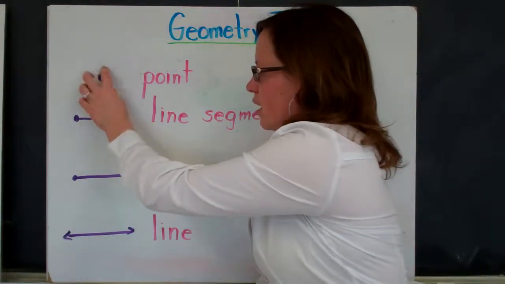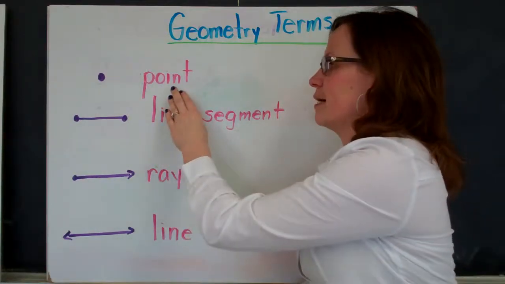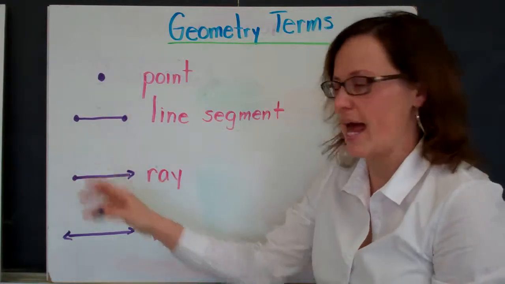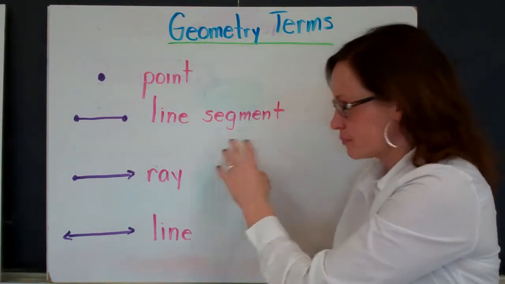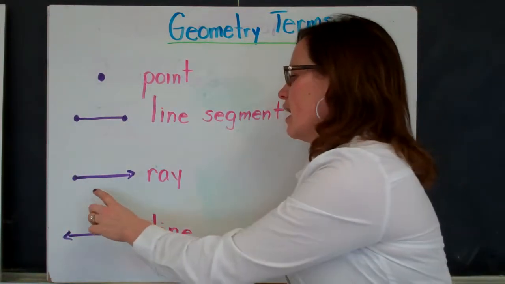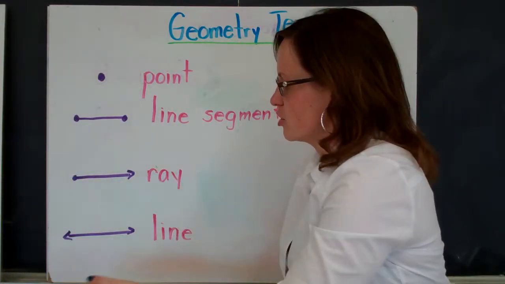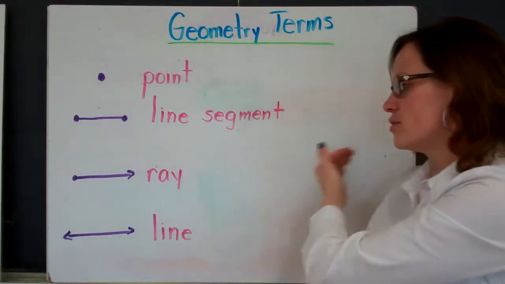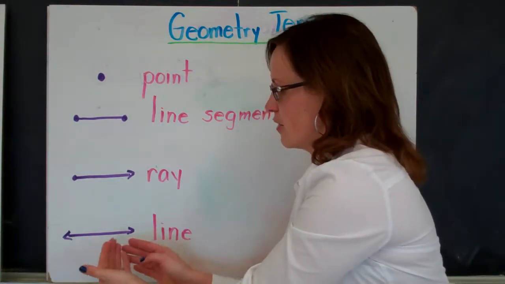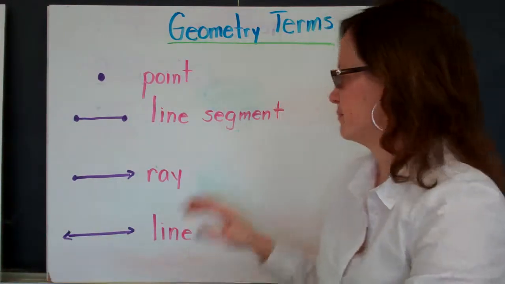A dot on the page, a geometry term, is called a point. A line that has 2 points where it ends is called a line segment. You know where it starts, we know where it ends. It doesn't continue on from there. This is called a ray, where you have a starting point, and then you have an arrow going off in any direction. So it starts here and it continues in that direction forever. And then you have a line, where you have arrows going in both directions, so the line continues in those directions forever.